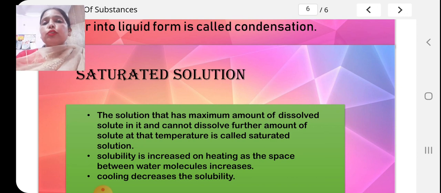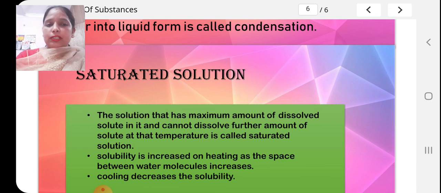If we dissolve the solute in the solvent, then a condition comes when the solute stops dissolving in that solvent. So the solution which has the maximum amount of dissolved solute, so that no more solute can dissolve in that particular solvent at that temperature, is known as a saturated solution.